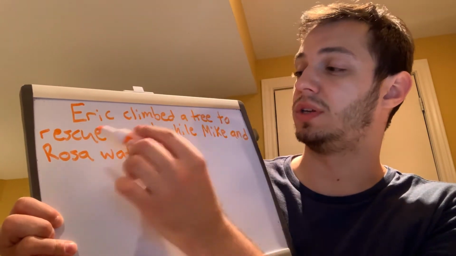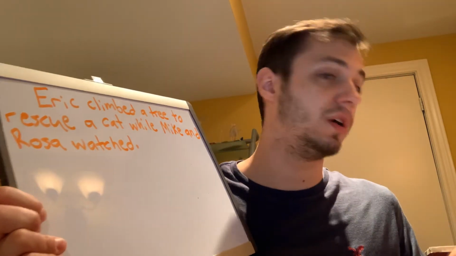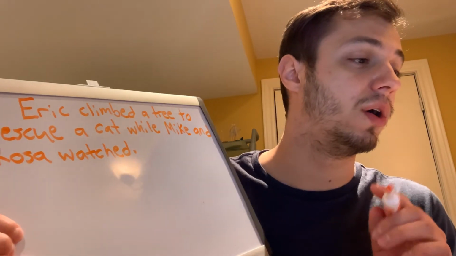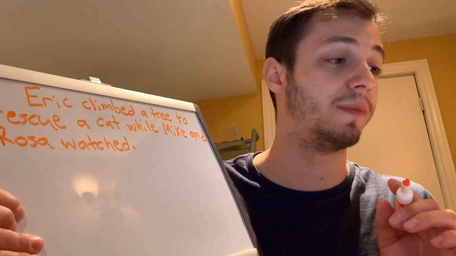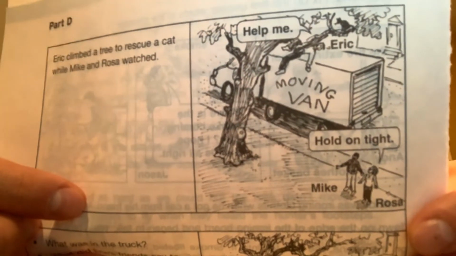Eric climbed a tree to rescue a cat while Mike and Rosa watched. Right? If we look at the picture, we can see that Eric was climbing a tree, and then we can see that he is now dangling from one of the branches. So that could be our next sentence. So perhaps we can write, as Eric moved closer to the cat, he slipped and dangled from the branch.